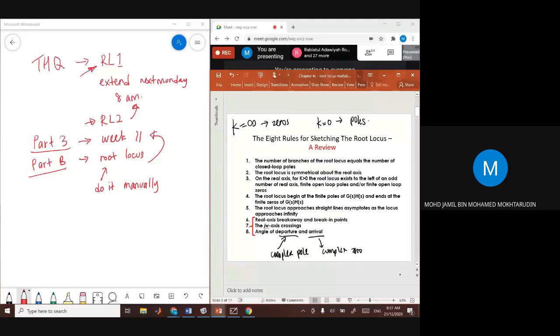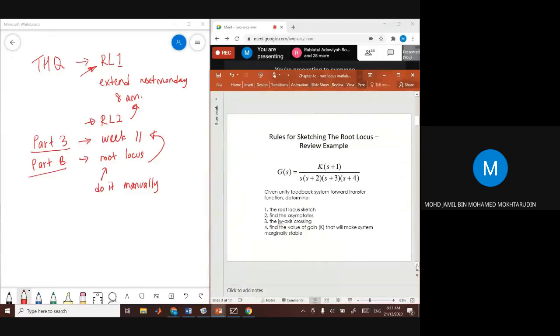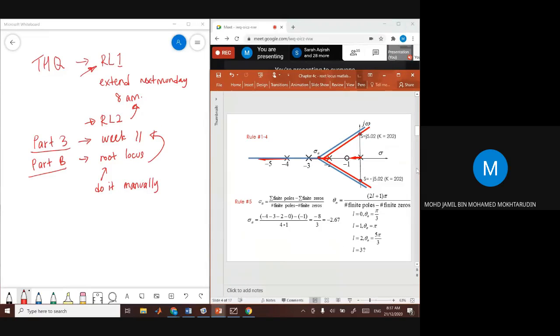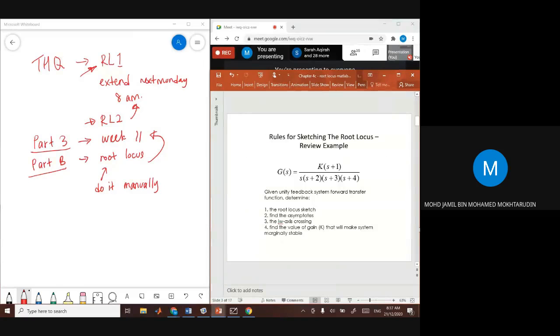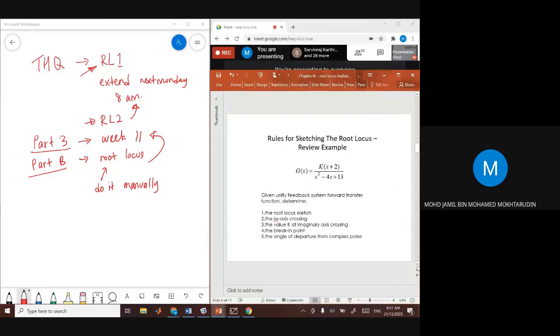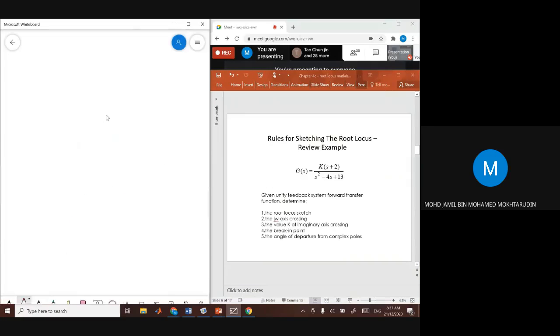Okay, so let's look at the example given in slide 4C. We have discussed example 1 here. So let's do this example. Given a unity feedback system with a forward transfer function, determine the root locus sketch, jw axis crossing, value of K at imaginary axis crossing, breakaway point, and angle of departure from complex poles.